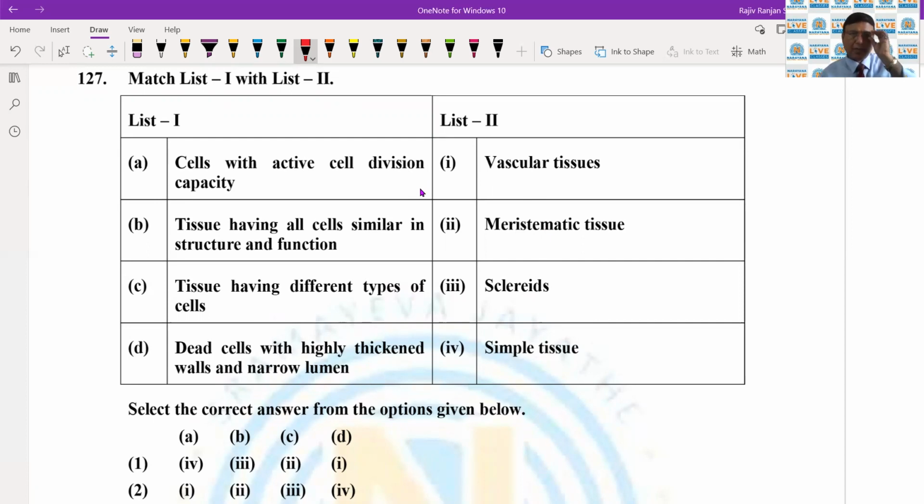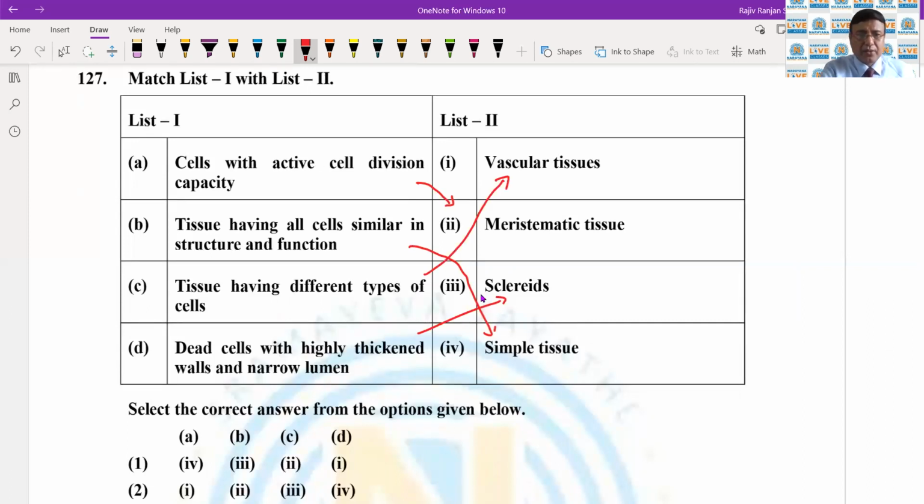So, first, let's see cells with active cell division capacity. So, it is the meristematic tissue. Tissue having all cells similar in structure and function. So it is the simple tissue. Okay. Tissues having different types of cells. So they are vascular tissue because they make the complex tissue, and they have more than one type of cells, like xylem parenchyma, etc. Now, dead cells with highly thickened walls and narrow lumen. So this is the sclerenchyma. That's a part of xylem.